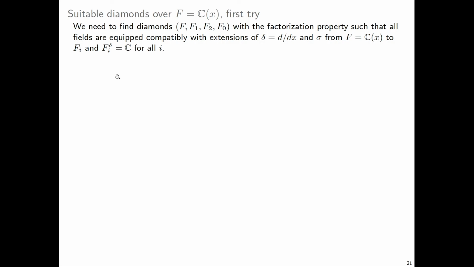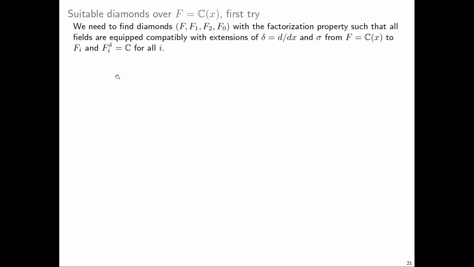So we need to find these diamonds that have the factorization property and such that all these fields are equipped with derivations and endomorphisms that extend the one from the base field and that commute and that are compatible with these inclusions in the diamonds, that there are no new differential constants. And the difficult part in this is to find something that has the sigmas on it.